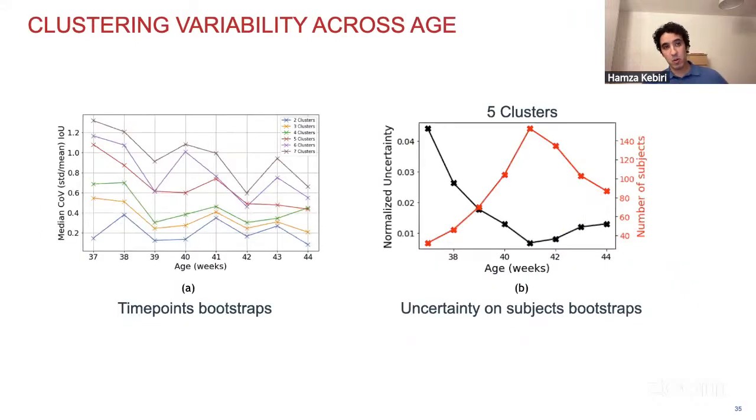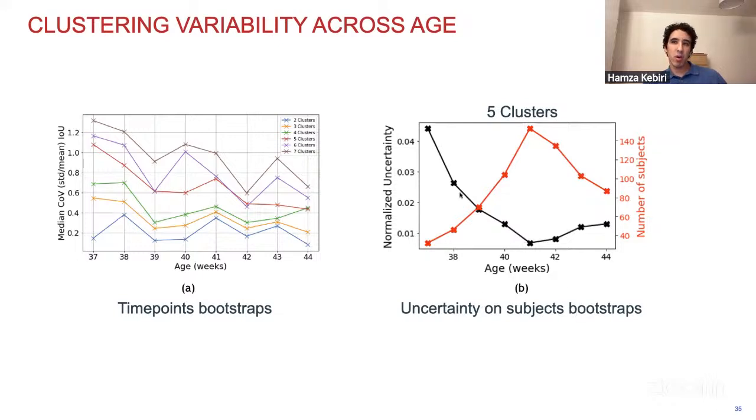And here the idea is to see how stable the clusters are across age, and what number of clusters we can use. We can clearly see that the more we go with age, the less variability we have, so the more robustness. So we can parcellate the thalamus with more clusters the more we go with age, which makes sense in the sense of specialization. And this is also the case for the bootstraps on the subjects.